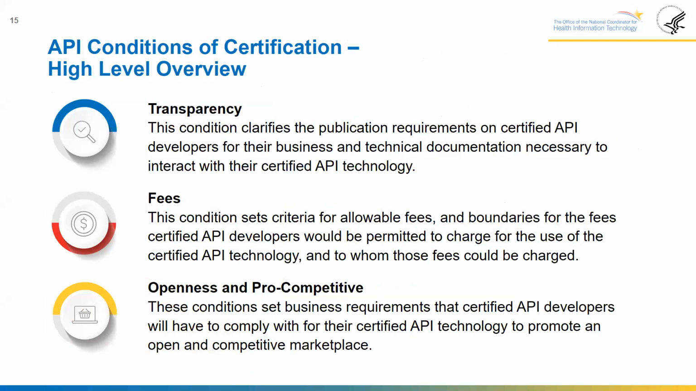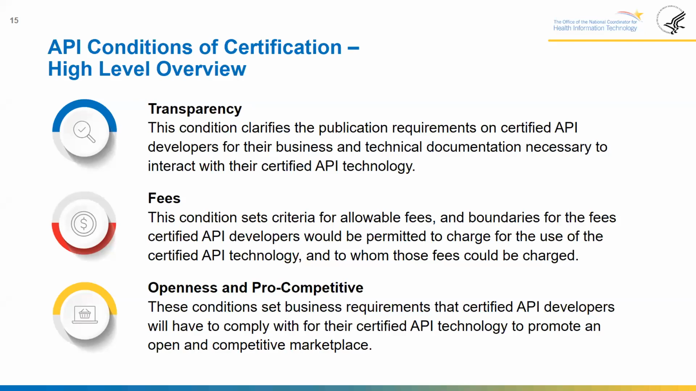In this slide, I'll talk a little bit more about the highlights of the 3 conditions of certification. And again, I'll refer everybody on the webinar to go through the regulations to get more details on all the requirements for each of these conditions. So at a high level, the transparency condition provides specific requirements for the certified API developers to publish all their business and technical documentation necessary to use the API, and the requirement is to publish them through publicly accessible hyperlinks.